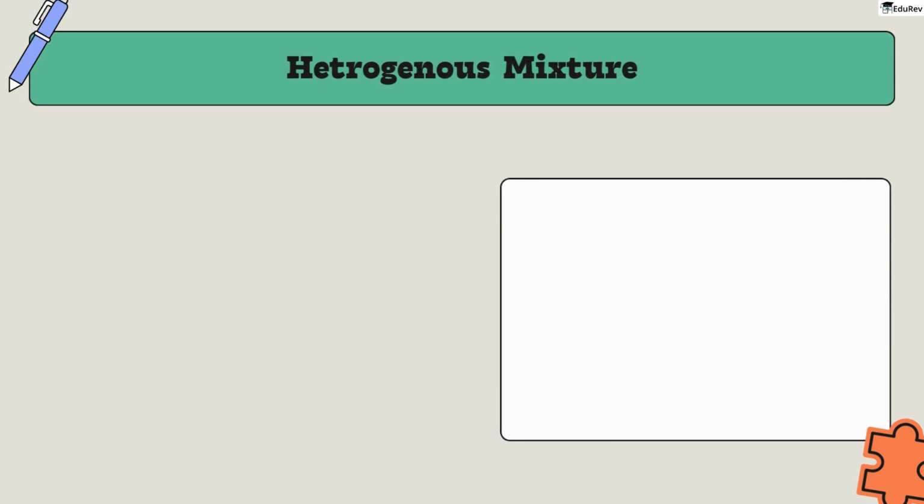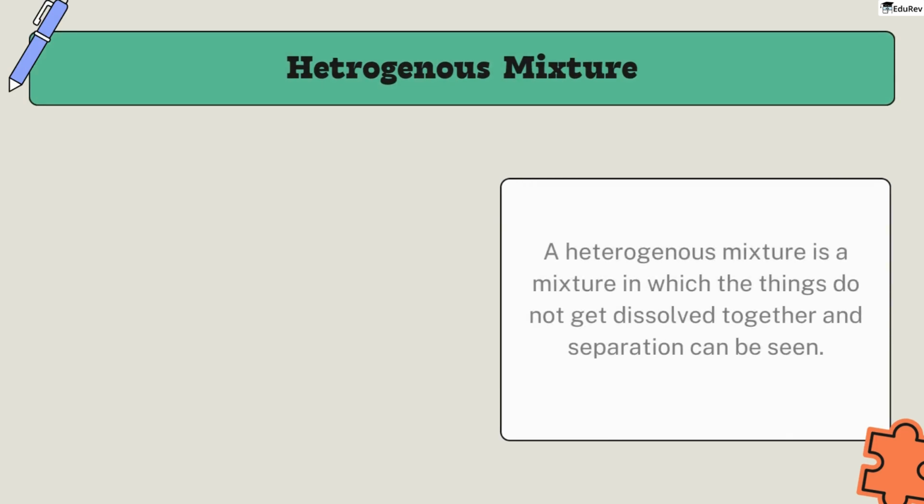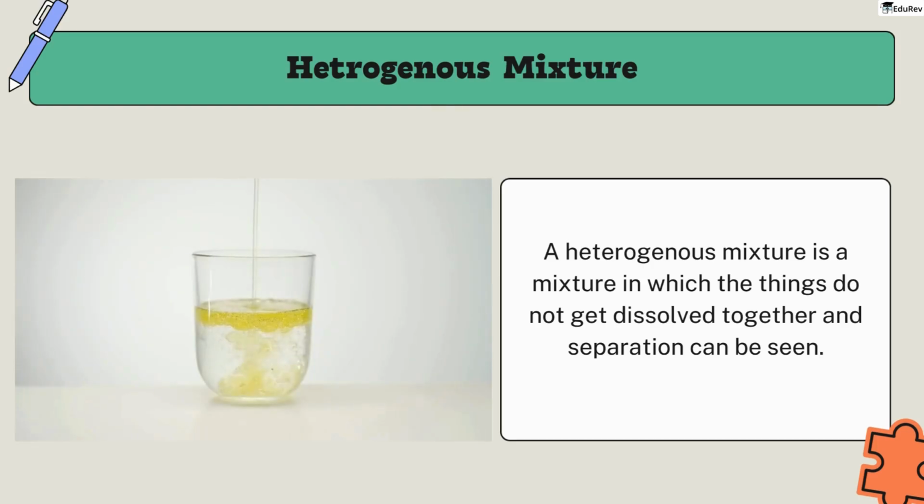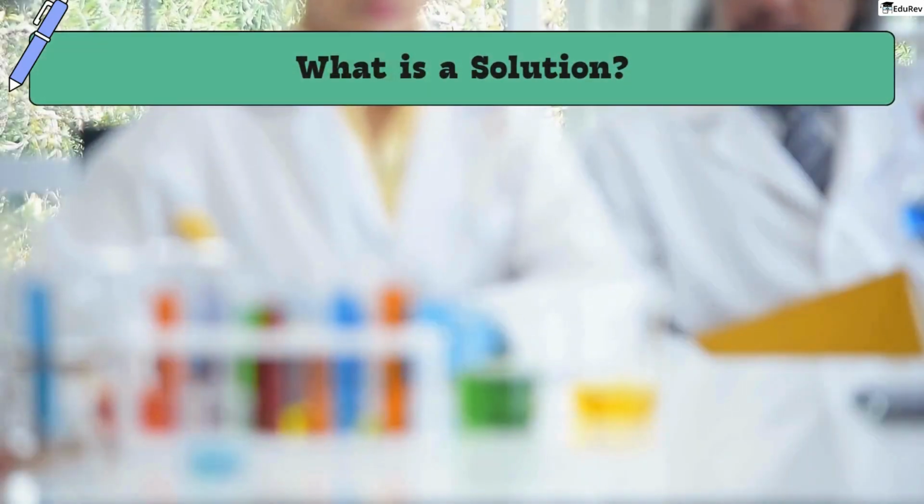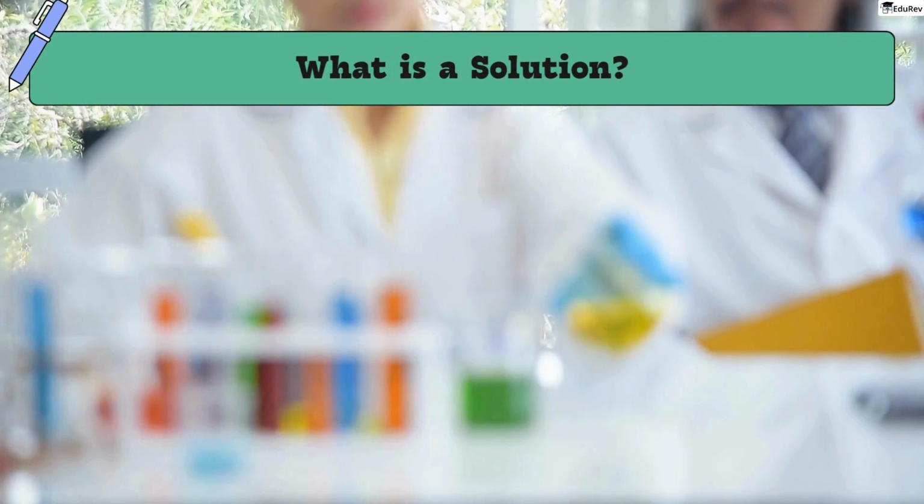Number two is heterogeneous mixture. A heterogeneous mixture is a mixture in which the things do not get dissolved together and separation can be seen. For example, when you mix oil with water, we see oil is floating above the water, a clear separation is seen. Now, let's understand what a solution is.